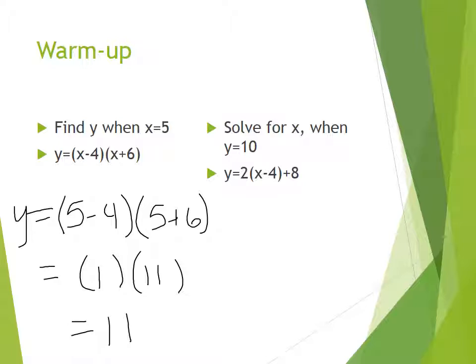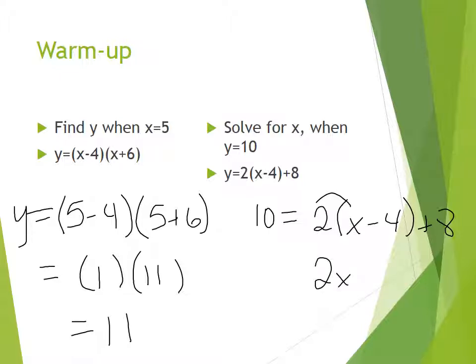Alternatively, when I know what y is, again, I plug that in for y, and then 2 times x minus 4 plus 8. There's a couple ways I can go about this one. I'll go ahead and distribute. So 2x minus 8, and then drop down everything I haven't used. So the plus 8 and the equals 10.